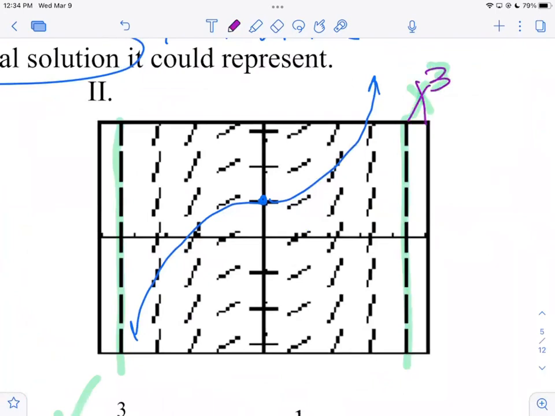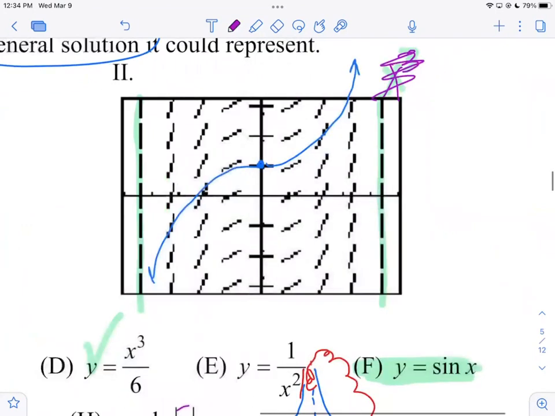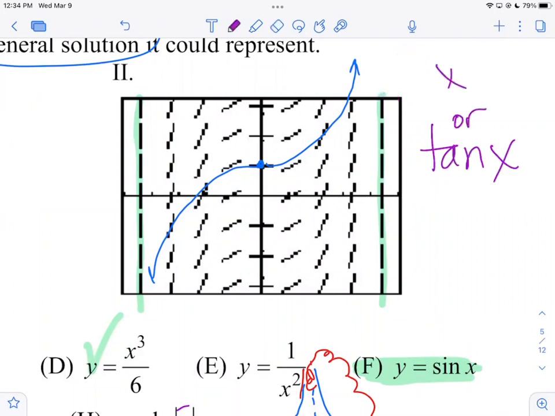But here, I'm going to ask you one other question. Based upon the qualitative description, if x cubed were not an answer choice, what other answer choice could be there that would work? Bang! Tangent of x. It could be either an x cubed or tangent of x. Because if it's tangent of x, these would be vertical asymptotes, right? So either one of them would work. Got it? Nice. Know thy parent functions.